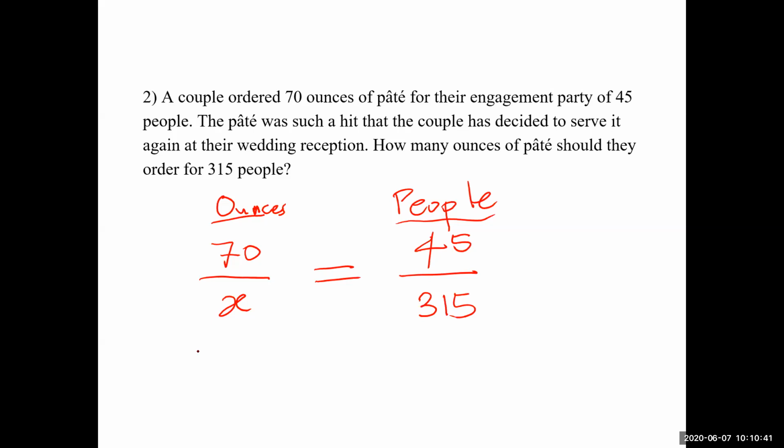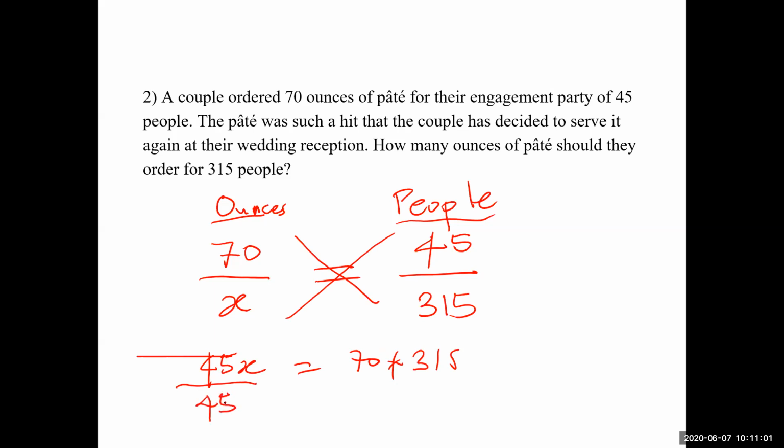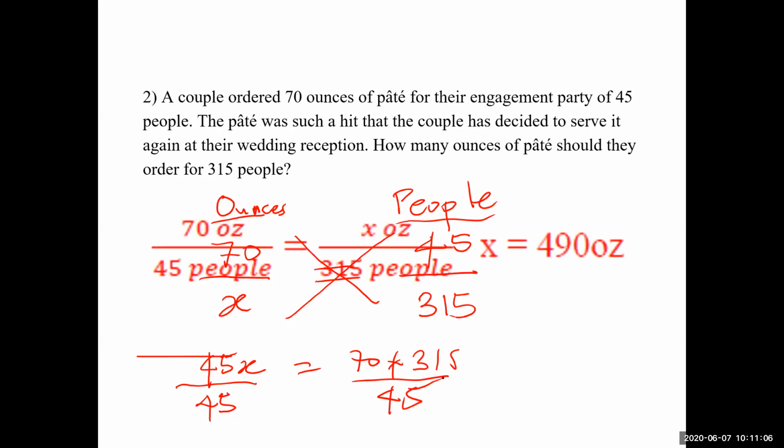So you're going to have the cross product, and you're going to have 70 times 315 and then X times 45. So you're going to have 45X is equal to 70 times 315. Now you want to find your X, so you divide both sides by 45. You divide that by 45. And your answer will come out as 490. Okay, so that is how you go about this.